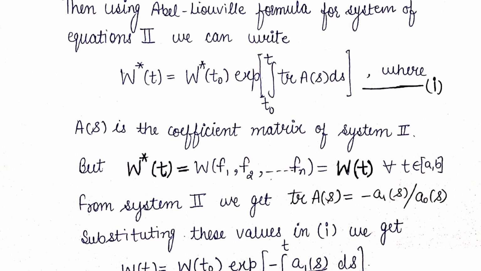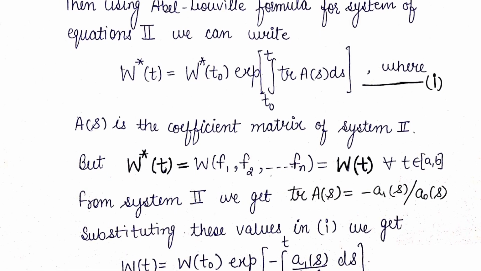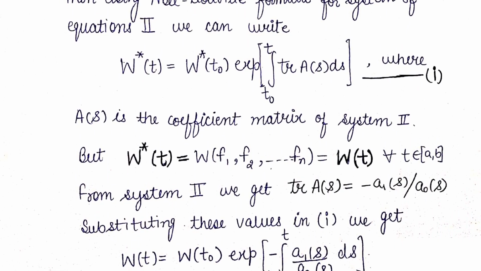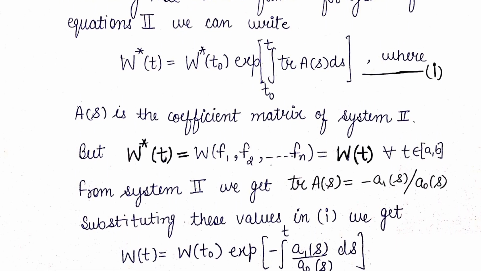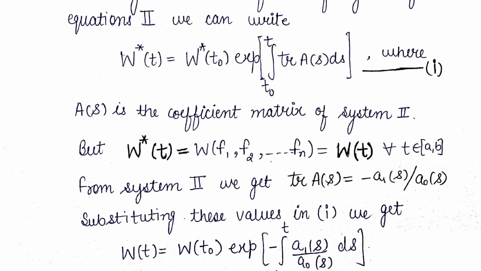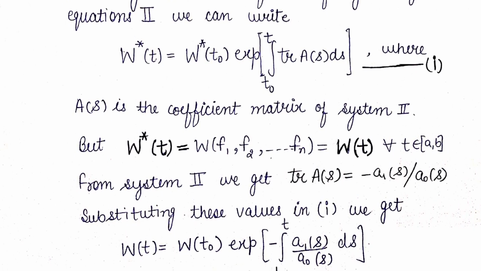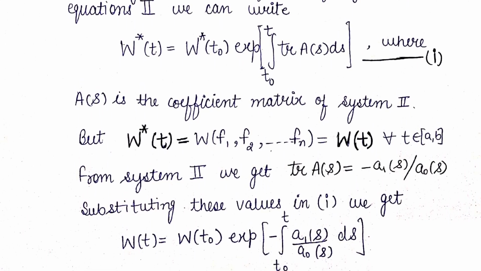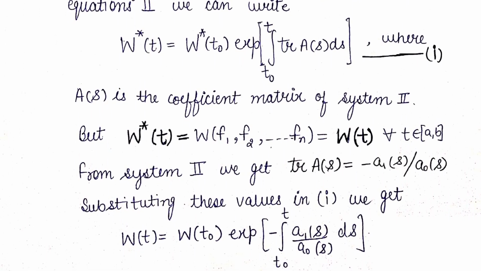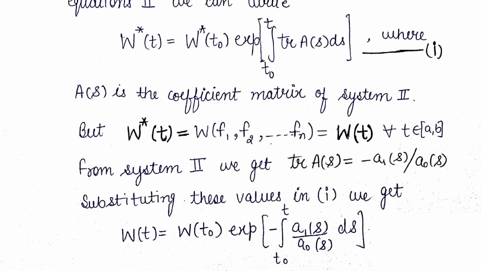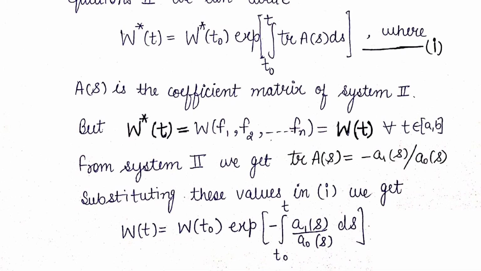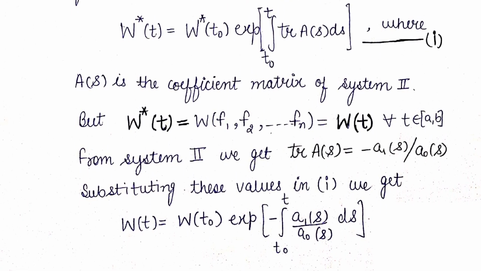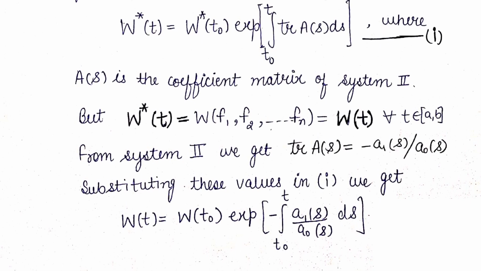and W star t, which denotes the Wronskian of phi1, phi2, phi-n, is the same as the Wronskian of F1, F2, Fn. So if you substitute the values of W star t and trace As in the formula 1, you will get that Wt is equal to Wt naught exponential minus integral t naught to t A1s over A0s ds, which is the required Abel Liouville formula for the nth order equation.